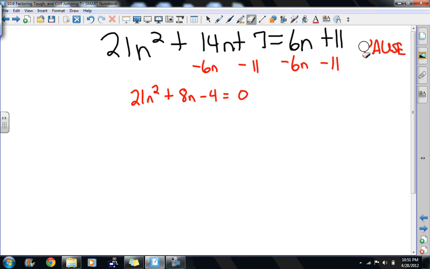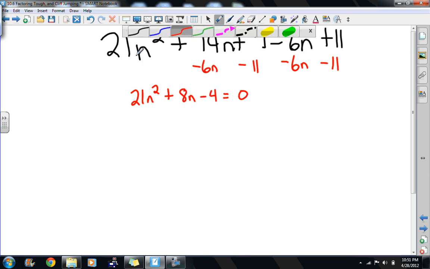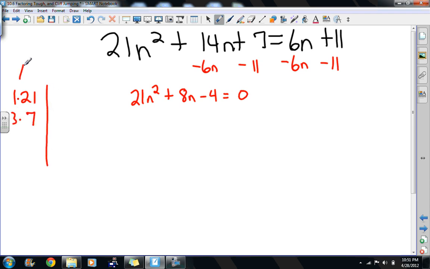Okay, so let's see how we did on our first attempt. The factors of 21 will be 1 and 21 and 3 and 7. So we got some big numbers, but that's okay. Factors of A. The factors of C will be 1 and 4 and 2 and 2. And now with some subtraction, I need to create positive 8.